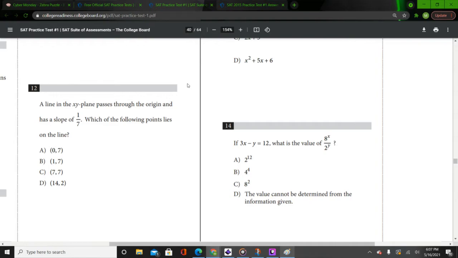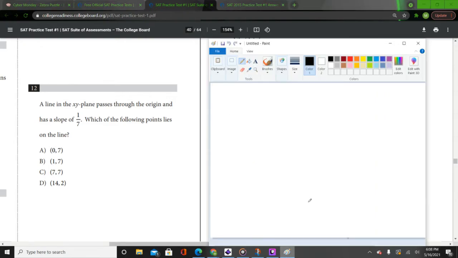Oh, I'm pulling up the math reading. Unfortunately, no, it does not show which answers are correct and which ones are not. That's really unfortunate. But yeah, we are on question 12.